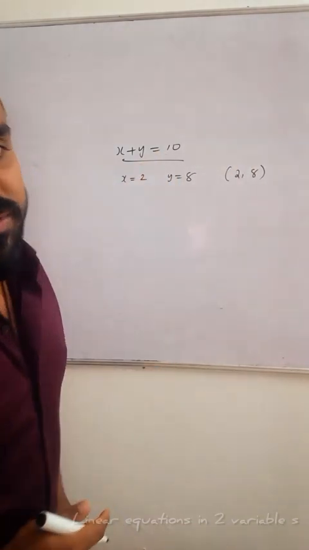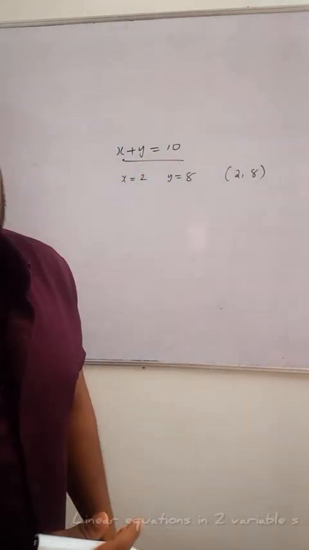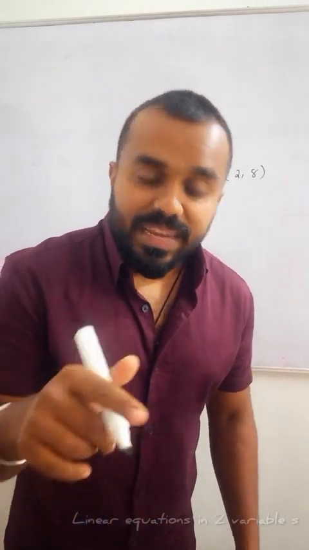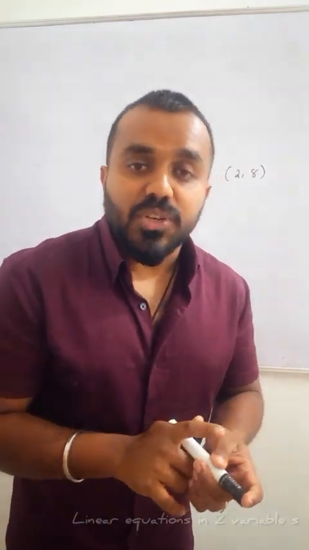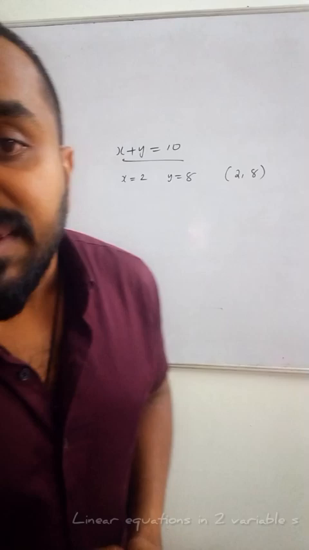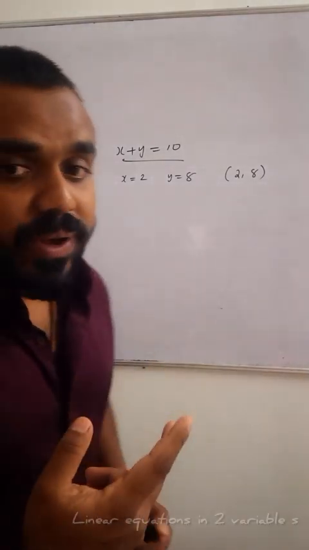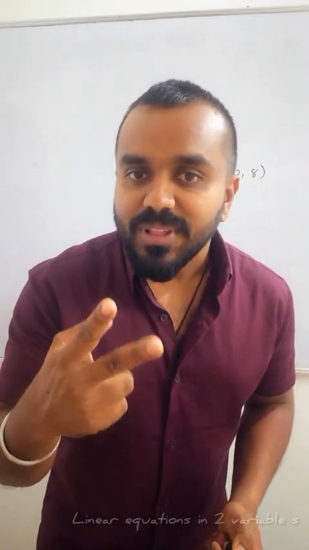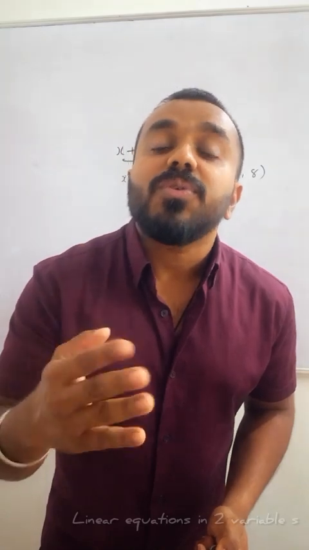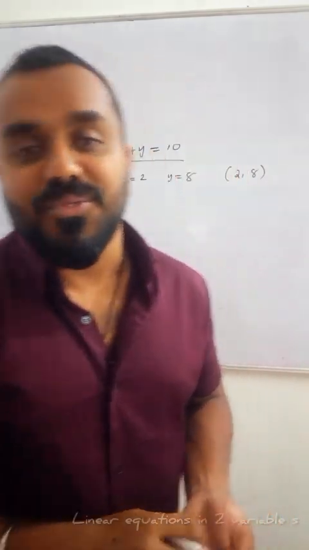So (2, 8) is the solution. Can anyone find more solutions? In a linear equation in one variable, as I mentioned, there exists only a single solution. Whereas in the case of a linear equation in two variables, can you calculate two solutions? No. Three solutions? No. Four solutions? No. There exist infinitely many solutions.